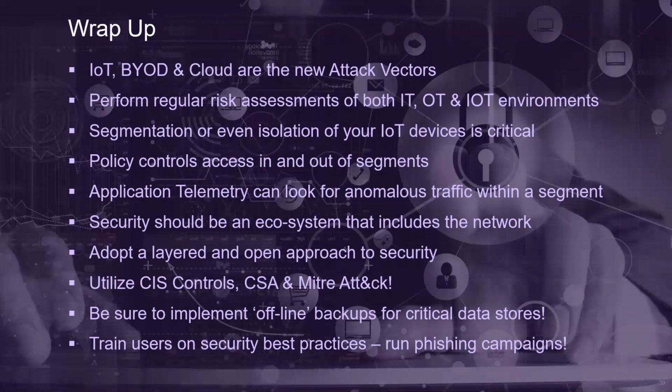Policy controls, access in and out of segments, that's very, very key. Application telemetry can help you look for anomalous traffic within a segment, again, catching something early minimizes the impact. Also realize that security is an open ecosystem, and that should include the network. Make sure you leverage that.